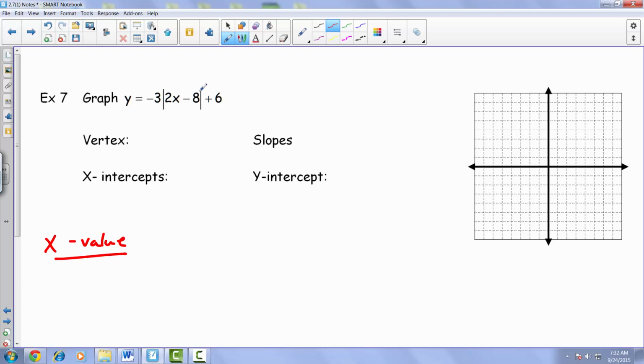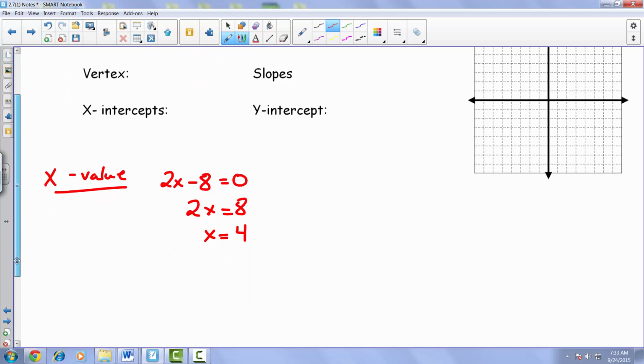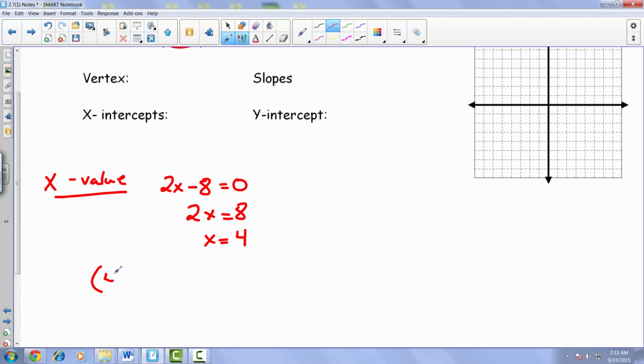We're going to set this stuff inside that absolute value equal to 0 because we notice that we have this coefficient in front of x. We have to set this piece equal to 0 and solve for x. So we would just add 8 to both sides, end up with 2x is equal to 8. Divide both sides by 2. Looks like x comes out to be 4. So our x value for our vertex is going to be 4.